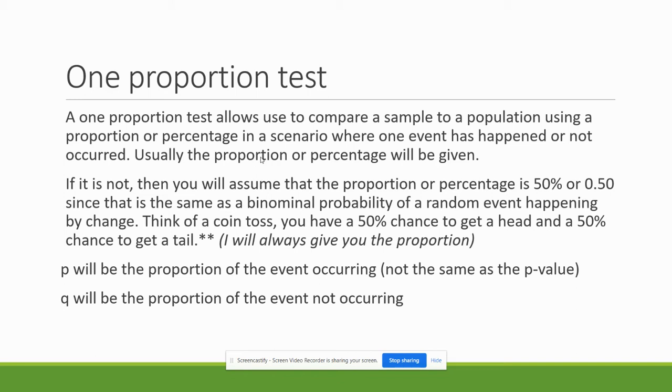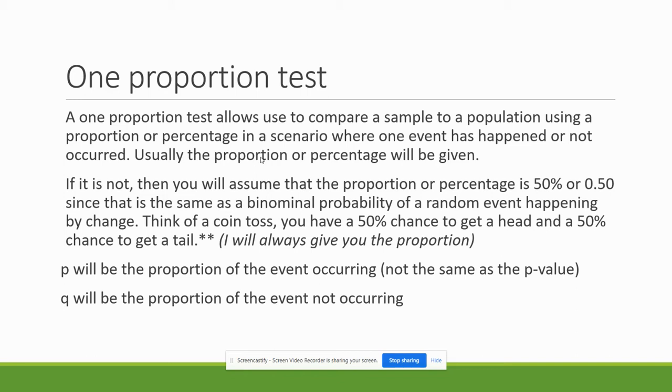Again, we've done this before with mean tests, but we're going to use a proportion or a percentage in a scenario where one event has happened or not happened. So usually the proportion or percentage is given to us. You also can have the data, and I'll show you how to work with that. If you're not given the proportion or the percentage, you're going to assume it's 50%.